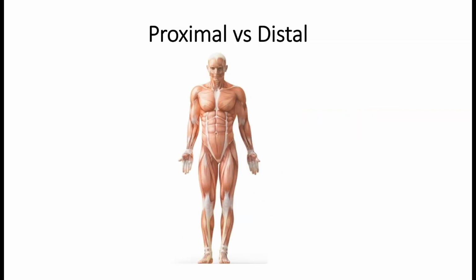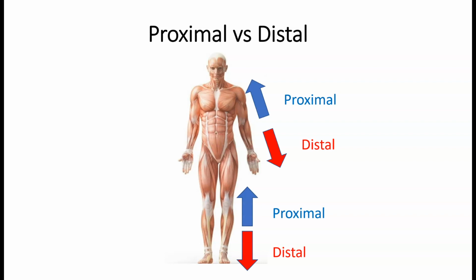Proximal and distal are real important terms. With these we're usually talking about appendages or tubular structures, with proximal being close to the origin of the body part, or if we're talking about a limb, proximal is closer to where the limb attaches, and distal is farther away. And you can see that example of the left arm and the left leg.